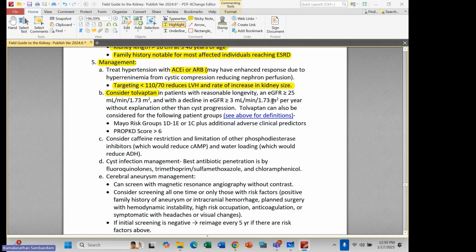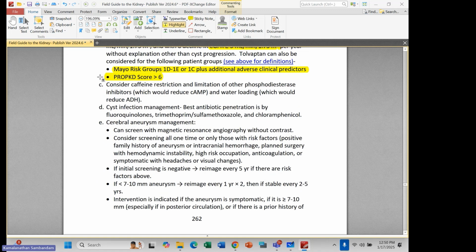Now, you need to know some of the GFR cutoffs. We generally reserve it for patients whose GFR is greater than 25 mL per minute per 1.73 meters squared. And then I told you again, if you can prognosticate and find them to be a high-risk patient based on trend in GFR or kidney size, those are patients that you would target for tolvaptan, right? Your 1Ds and 1Es, and then some of your 1Cs, okay? Or if you had a PROPKD score greater than 6.